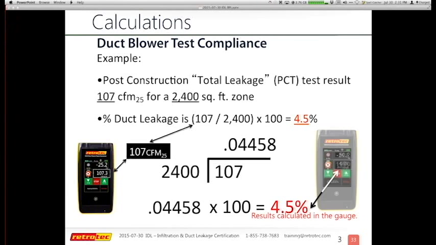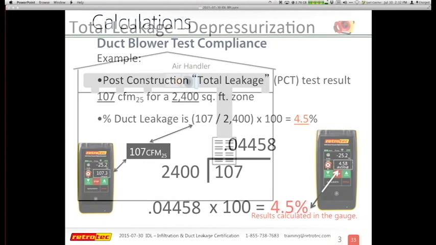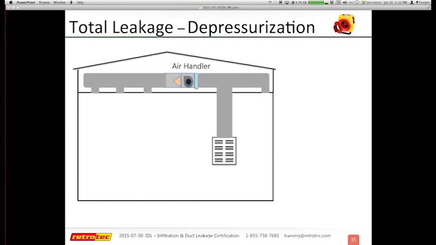One of the things you can also do is calculate those results in the Retrotec gauge automatically. That's a nice feature. If you're taking your test, I can get the CFM I needed and just change my results and get the CFM per 100 square feet directly in the gauge. Those are just nice features that Retrotec offers.